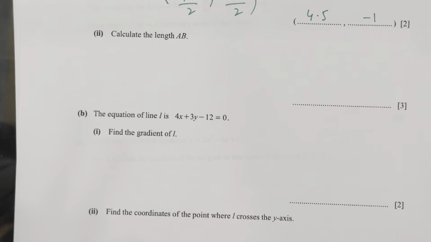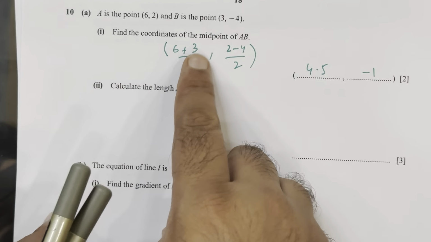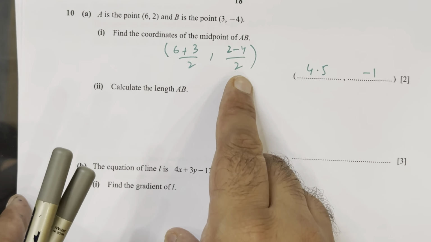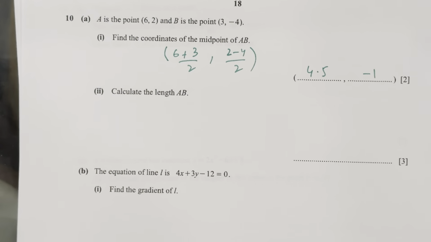Now sorry, you didn't see that. (x1 plus x2) divided by 2, (y1 plus y2) divided by 2. After getting it, you get the value (4.5, minus 1).